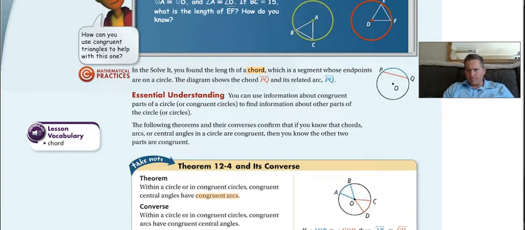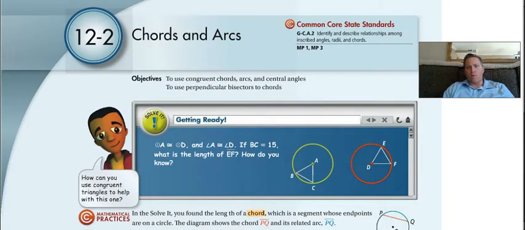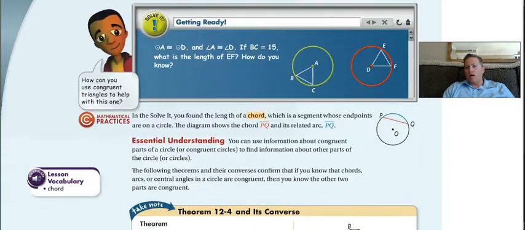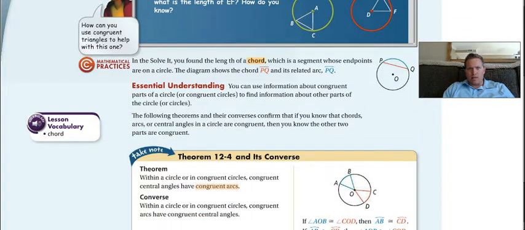Welcome. This is 12.2. We're talking about chords and arcs. So first thing you need to write down is this right here. Write down what a chord is. A chord is a segment whose endpoints are on a circle. So write that down and then draw that picture right there.